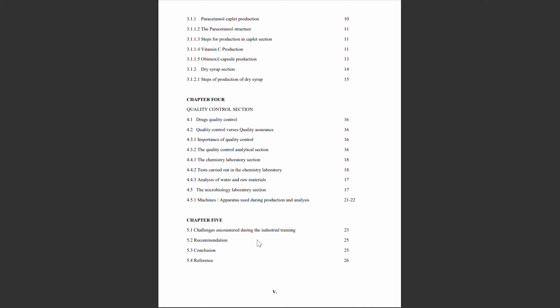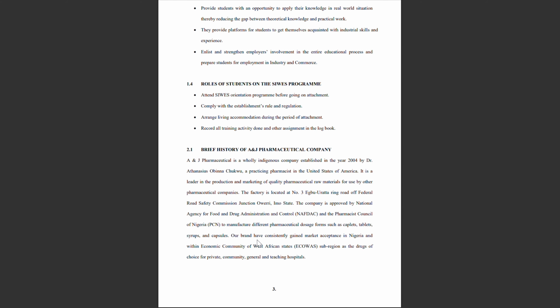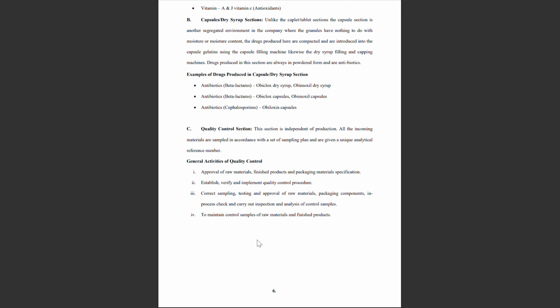So now chapter 5 is usually challenges encountered during the training, my recommendation, conclusion, and reference. Usually your IT should contain 4 to 5 chapters. The most is 5 chapters, the least is 4 chapters. So make sure that it contains all these chapters and try as much as possible to balance everything. And I hope you understood what I said.